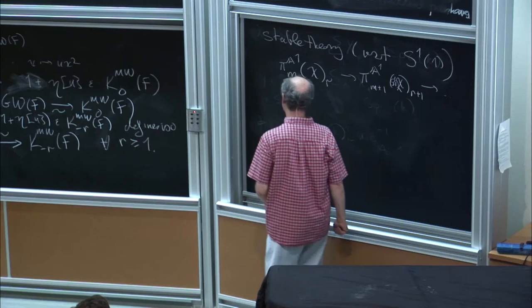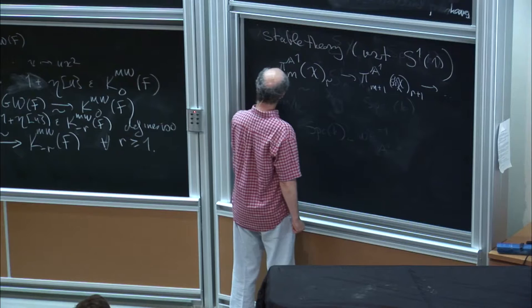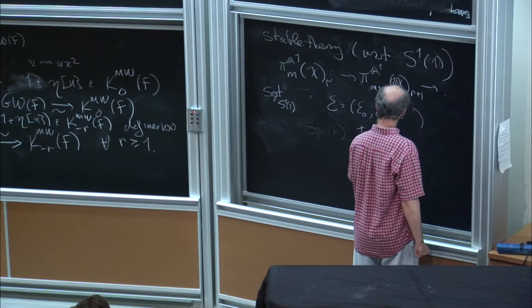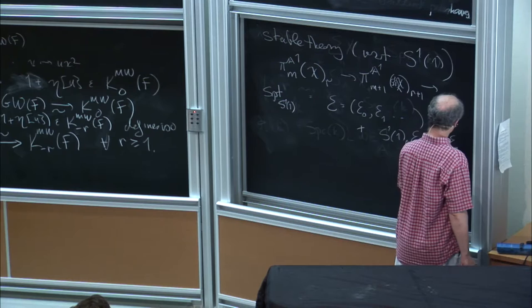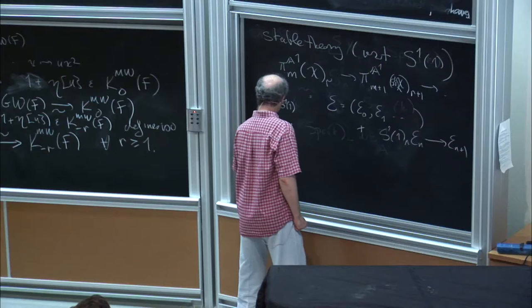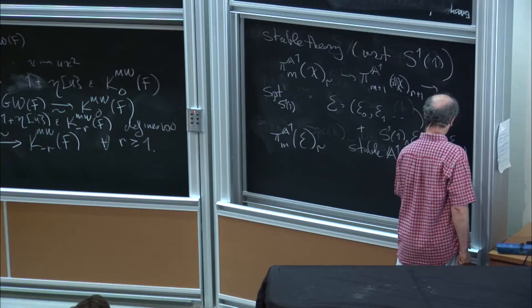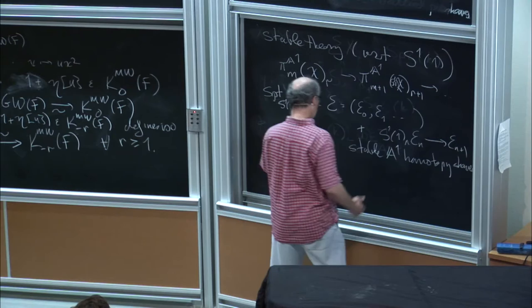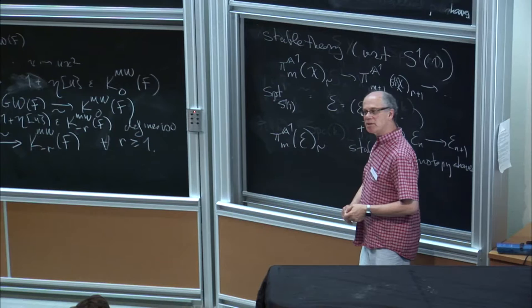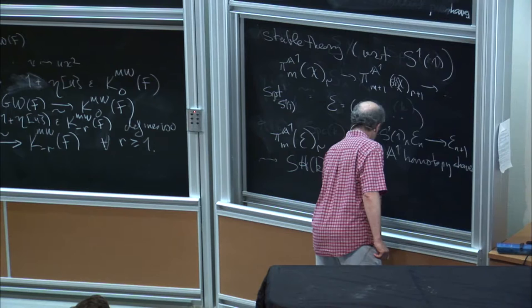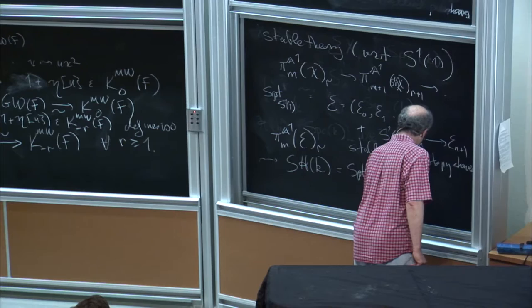And so you have a category of S11 spectra, and it's what you'd expect, plus a map of the suspension of En to En plus 1. And I won't write the S here. You have stable sheaves for an E. A map will be a stable weak A1 equivalence if it's an isomorphism on these stable sheaves, and that leads to the category, the motivic stable homotopy category, where you take the spectra and invert the stable A1 weak equivalences.